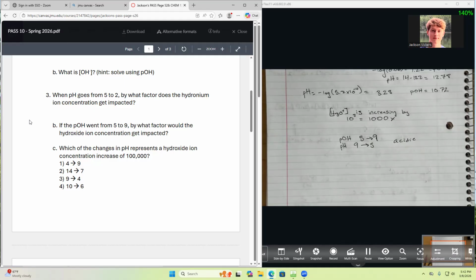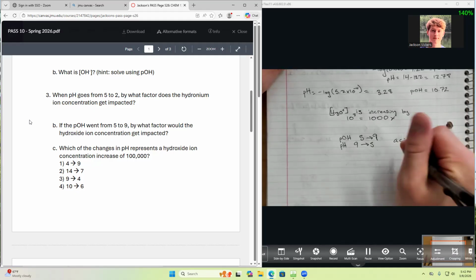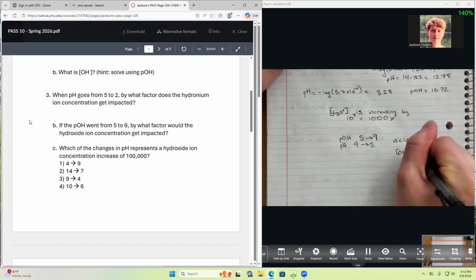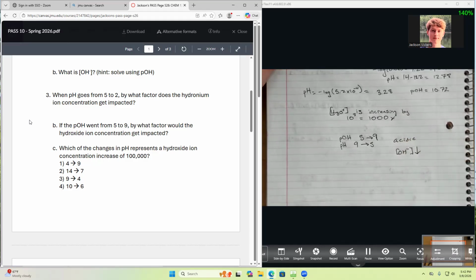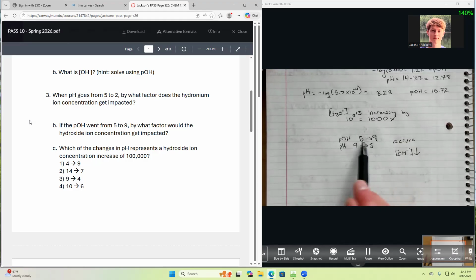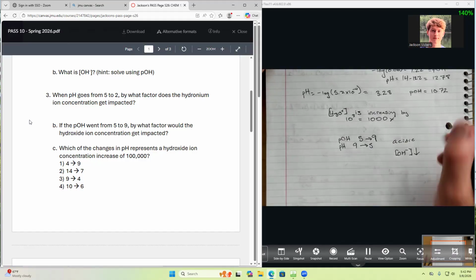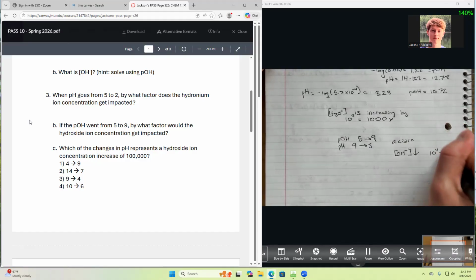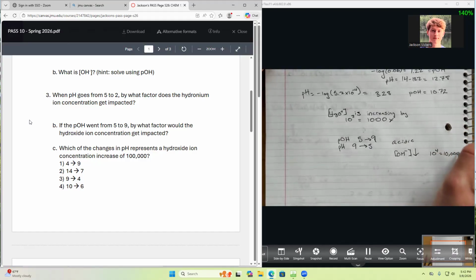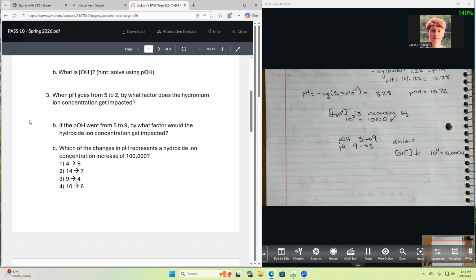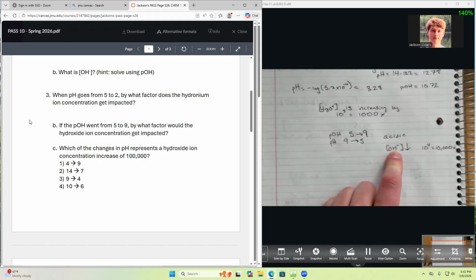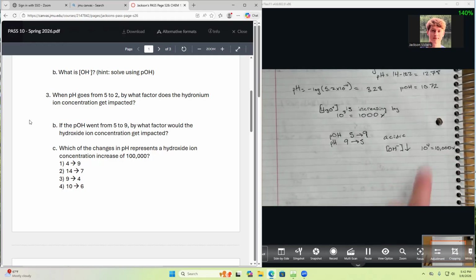Decreasing. Yep. We have to be very careful, because there are a lot of little spots where the wording can throw you off. Hydroxide ion is the OH minus. If we're getting more acidic, this is going to be going down, so it's decreasing by a factor. Now we need to see what that factor is. There are 4 values between 5 and 9, so 10 to the power of 4 is 10,000. So the answer is we are decreasing our hydroxide ion concentration by a factor of 10,000. Hydroxide is basic, right? Exactly. Yep.